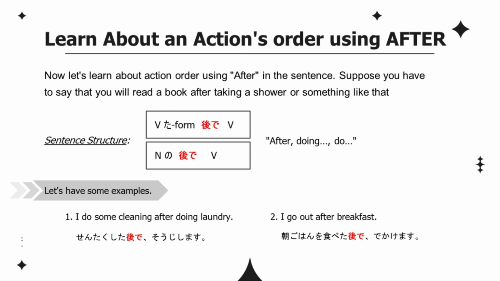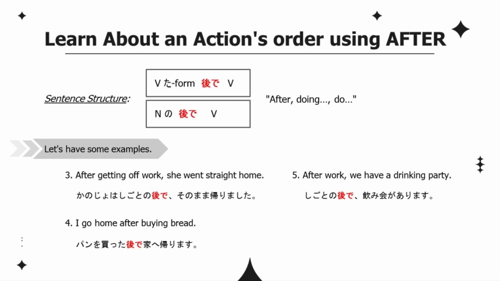After getting off work, she went straight home. 彼女は仕事の後でそのまま帰りました。 The sentence's tense is determined by the tense of the final verb. Always use the ta form.